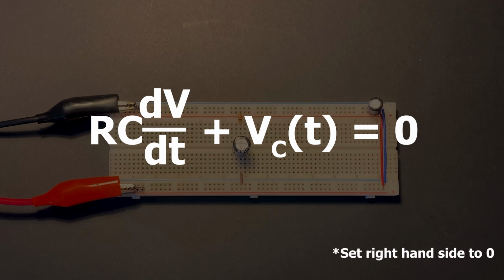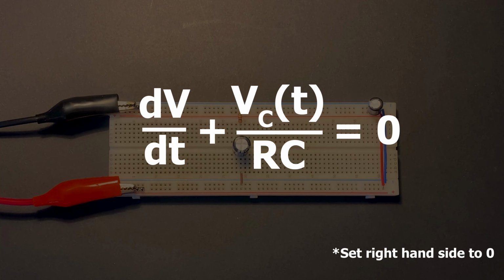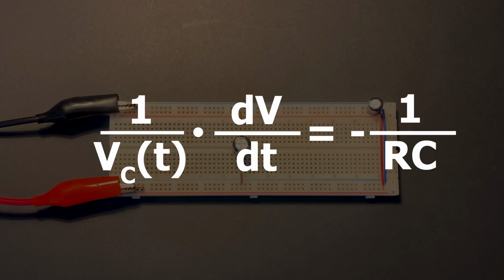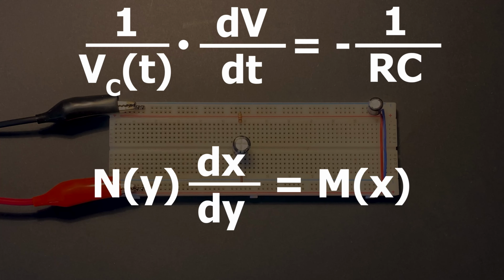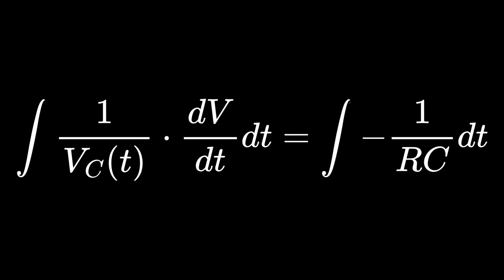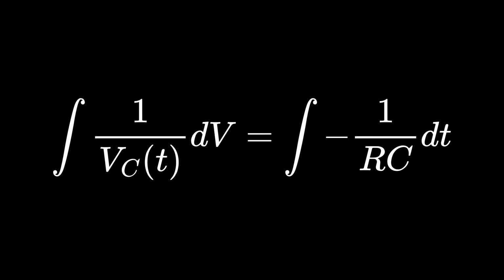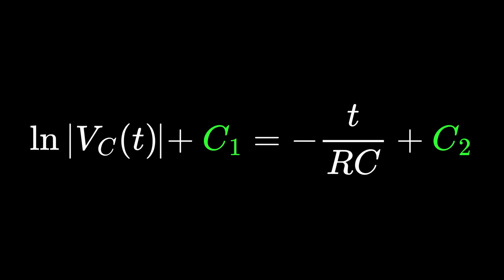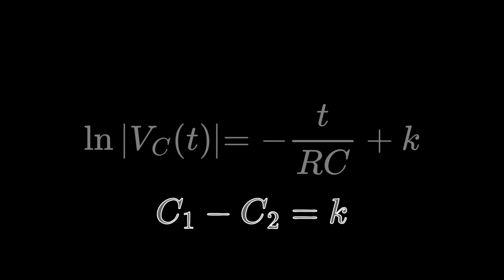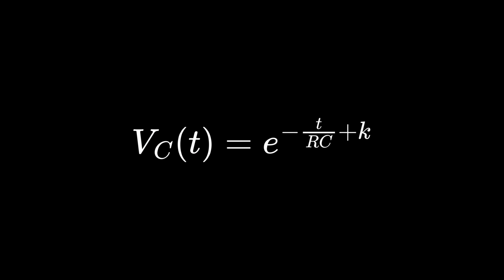We can perform basic algebraic manipulation by dividing both sides by RC. Now that the equation is in the standard form for separable differential equations and all constants are on the right side, we can integrate both sides. Both constants can combine to form one because a constant minus a constant is still a constant. And to find Vc of t, we need to exponentiate both sides with the base e.